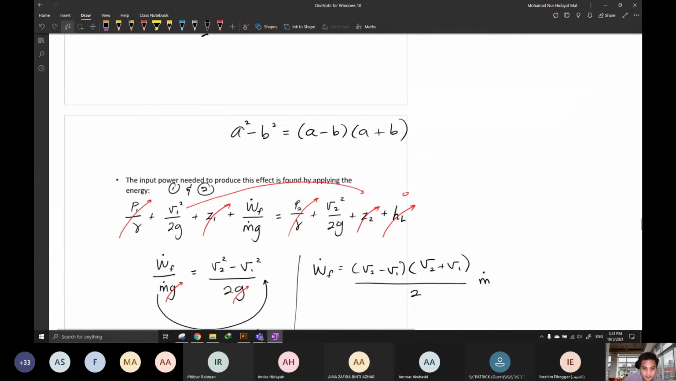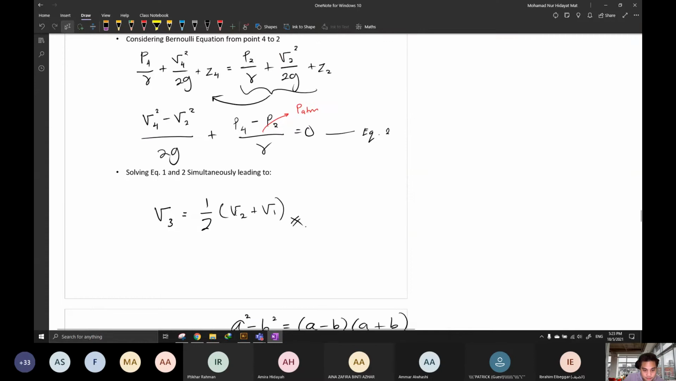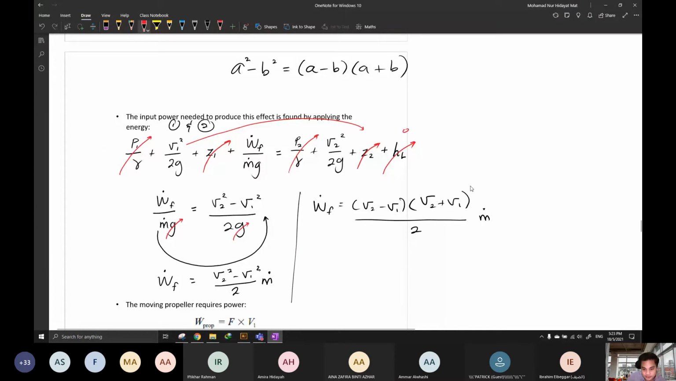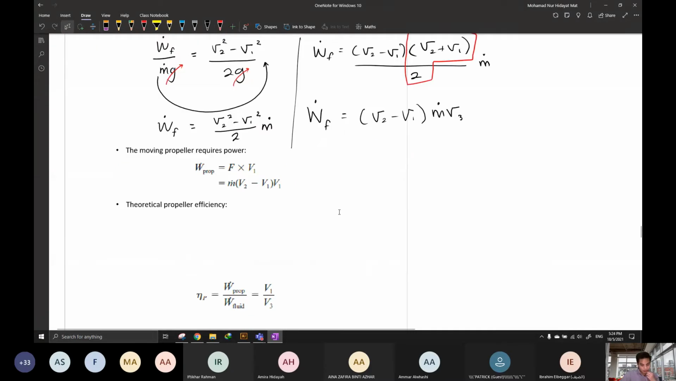And then you notice that V2 plus V1 over 2 is actually equal to V3. So I want to replace this term with V3. So finally we can say W dot fluid equal to V2 minus V1, m dot, V3. So this is the simplification.